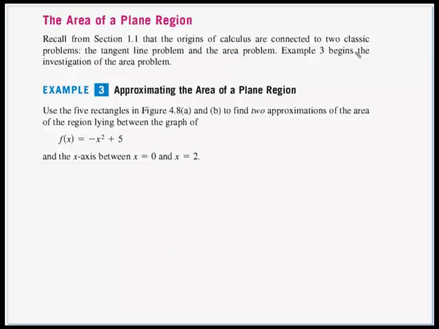So, area of a plane region. If we think back to chapter 2, we know the origins of calculus are connected to 2 classic problems, the tangent line problem and the area problem. Example 3 begins the investigation of the area problem. So, approximating the area of a plane region. Use the 5 rectangles in figure 4.8a and 4.8b to find 2 approximations of the area of the region lying between the graph of negative x squared plus 5 and the x-axis between 0 and 2.